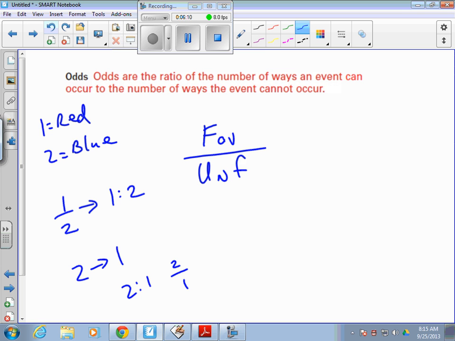Again, favorable over unfavorable. Red is not bad or good. Blue is not bad or good. It's just the one you're looking for. That's the difference, again, between probability and odds. Probability is favorable over total. Odds are favorable over unfavorable.